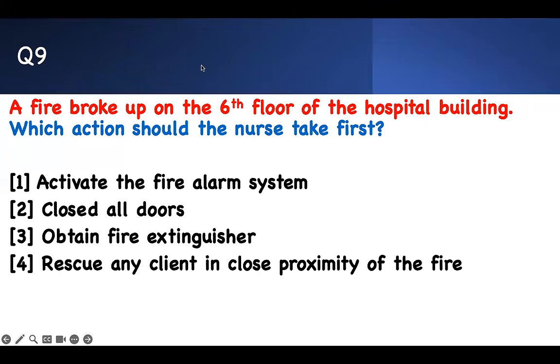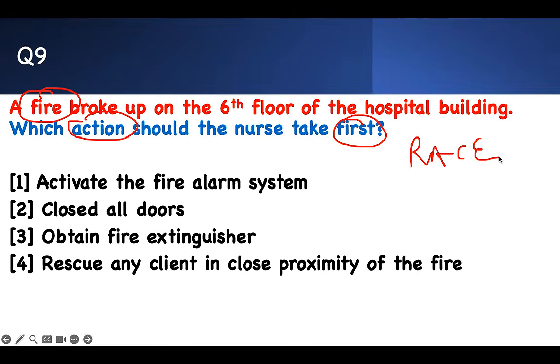Number 9. I know I make it easy, but it's just putting concepts together. A fire broke out on the 6th floor of the hospital building. Which action should the nurse take first? It's all concept. Fire. You see, underline the keywords: fire, action, first. And you know, every time you see a fire question, right?